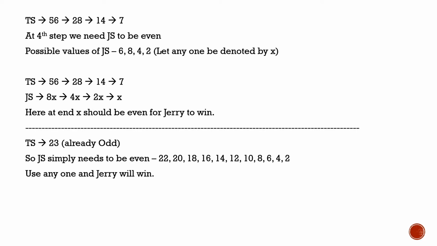TS equals 23, which is already odd. So JS simply needs to be even, that is 22, 20, 18, 16, 14, 12, 10, 8, 6, 4 or 2. Use any one and Jerry will win, so the possible answers are 11.